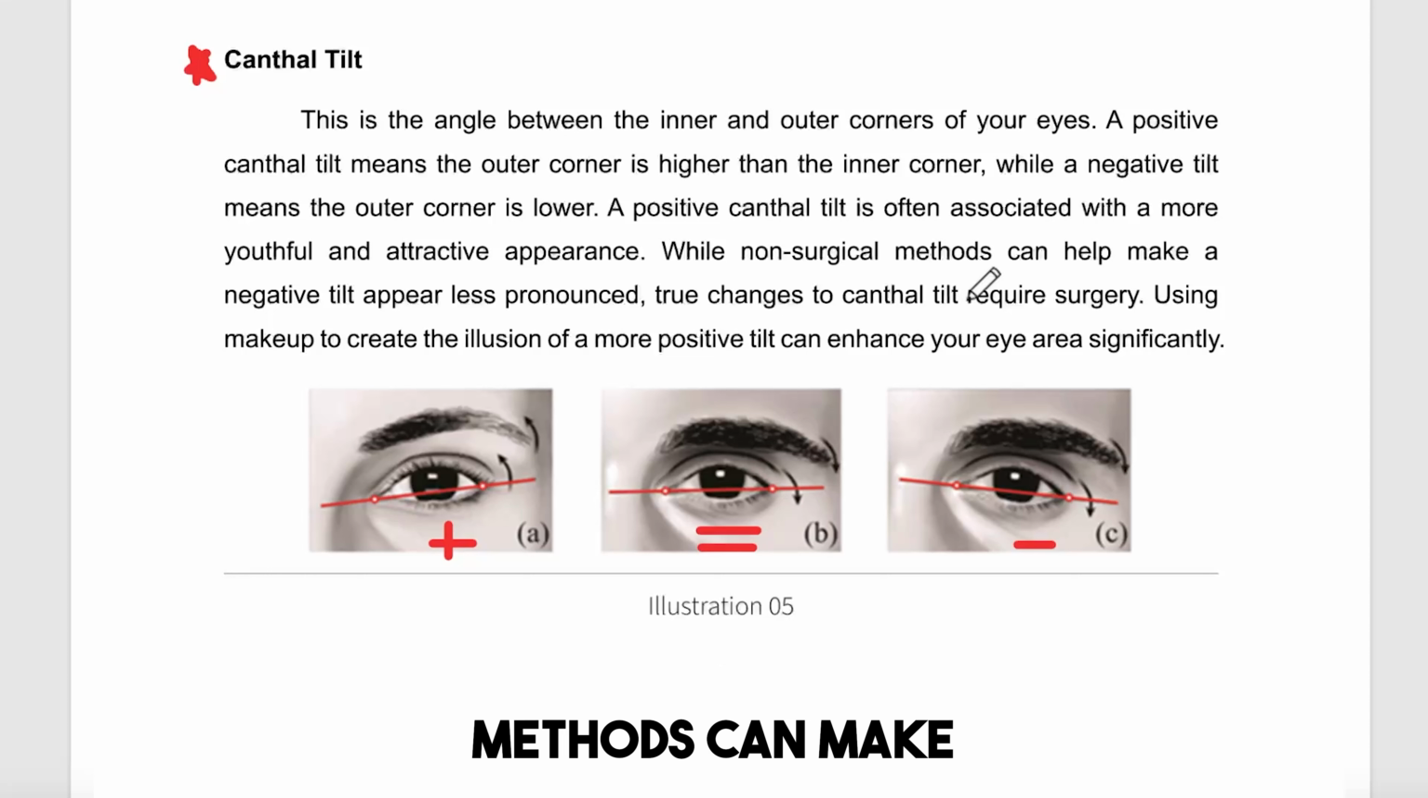While non-surgical methods can make a negative tilt appear less pronounced, true changes, I mean objective changes, are going to require surgery. Going about healthy habits is going to help your face develop well, but I'm talking about after your full development is done. Using makeup to create the illusion of a more positive tilt can enhance your eye area significantly, and that's going to be your only method here.